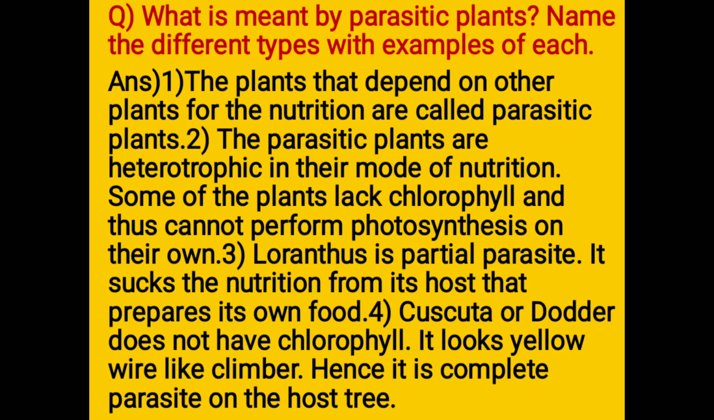Number 3, Loranthus is a partial parasite. It sucks the nutrition from its host, but prepares its own food. Number 4, Cuscuta or dodder does not have chlorophyll. It looks like a yellow, wire-like climber. Hence, it is a complete parasite on the host tree.